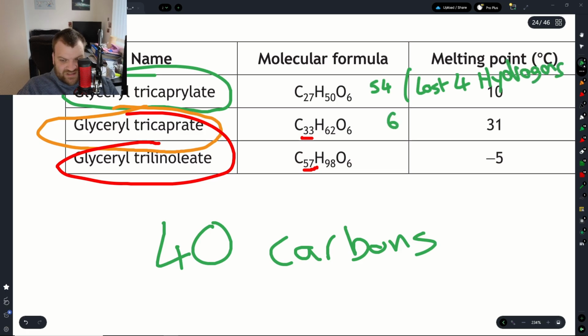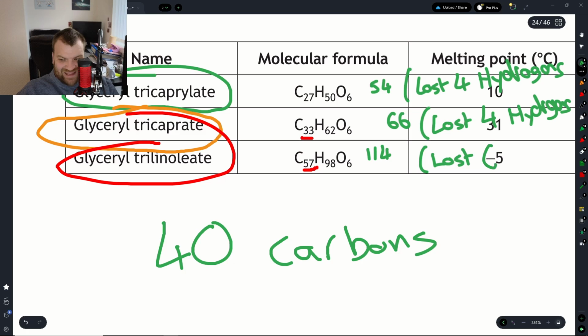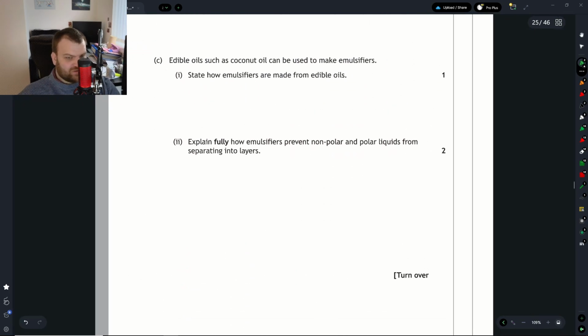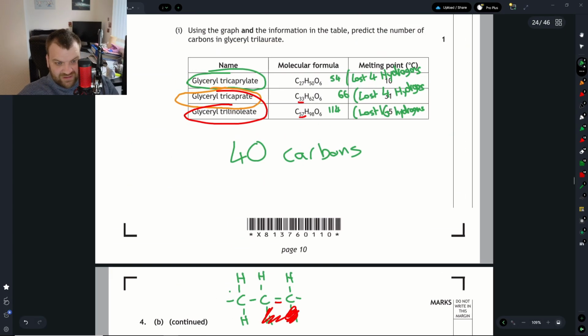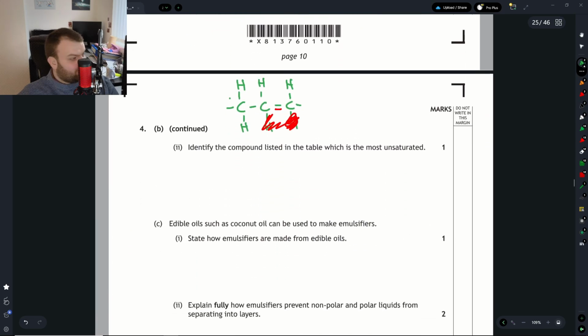Next up, we should have 66 hydrogens, double 33. That again means we've lost 4 hydrogens. Here we should have 114. That means that we've lost 16. That means that there must be 8 carbon to carbon double bonds because each double bond loses 2 hydrogens, and that is our most unsaturated. The one that's lost more hydrogens has to have more carbon to carbon double bonds, and that chemical is the glyceryl trilinoleate.